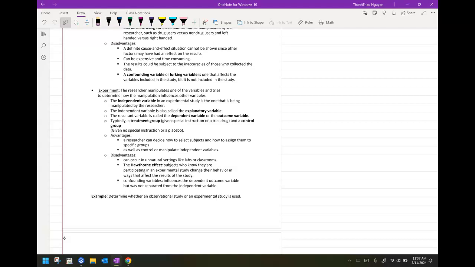A confounding variable influences the dependent outcome variable, but is not separate from the independent variable.